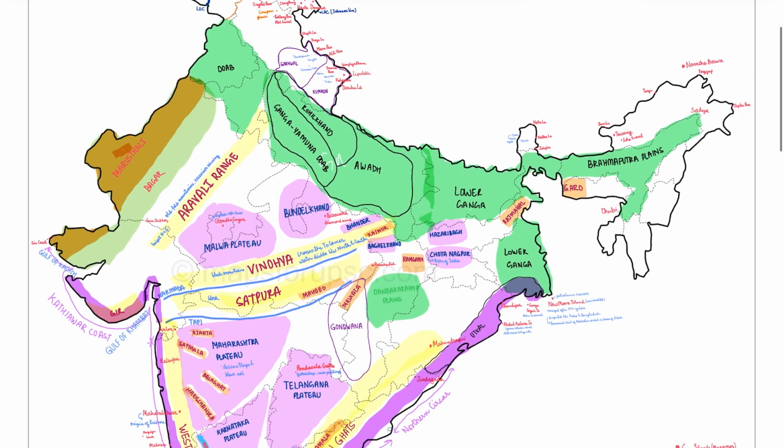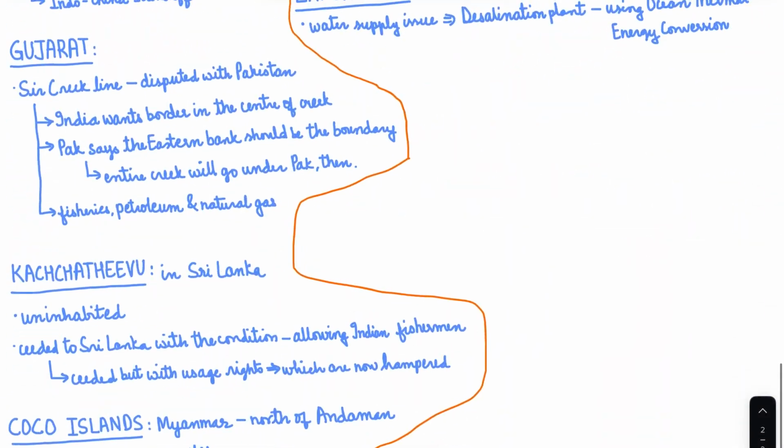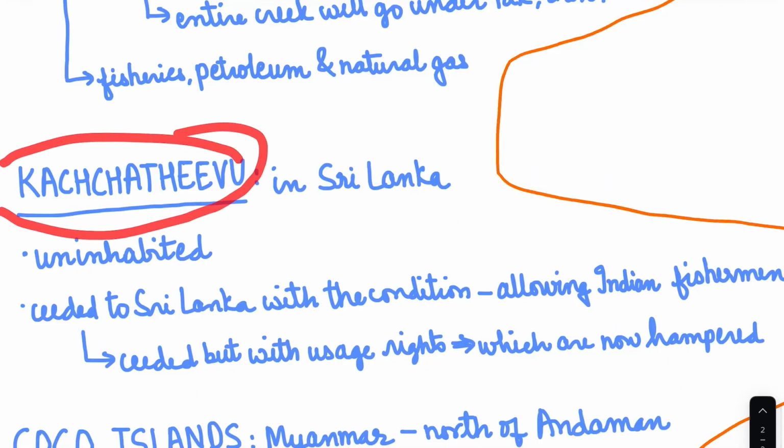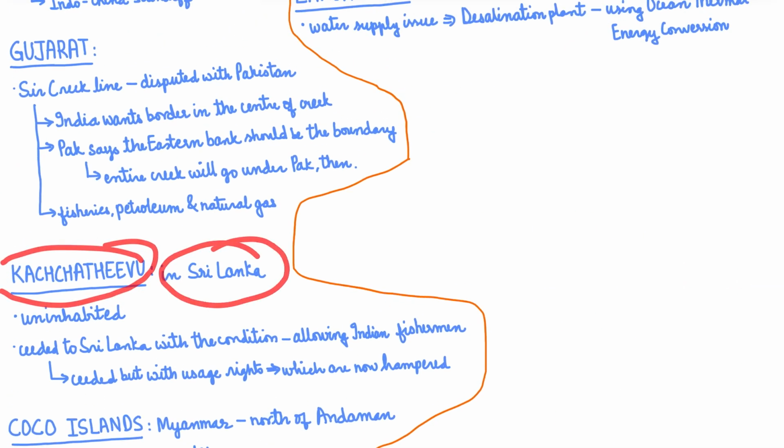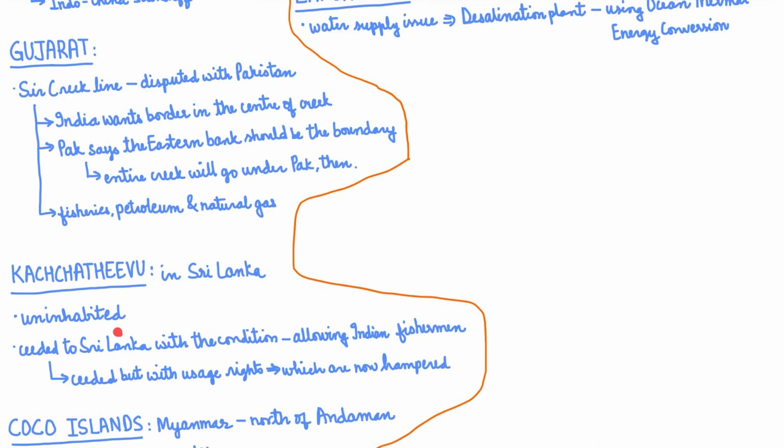So this island Katchatheevu, which was in news. It is in Sri Lanka. It is an uninhabited island, and it was ceded to Sri Lanka with the condition that it would allow the Indian fishermen over there. It was ceded with usage rights, which are now hampered, and this is why it was in news. So usage rights were there that the Indian fishermen could go and have the fishing rights.